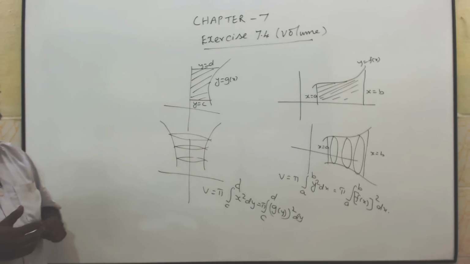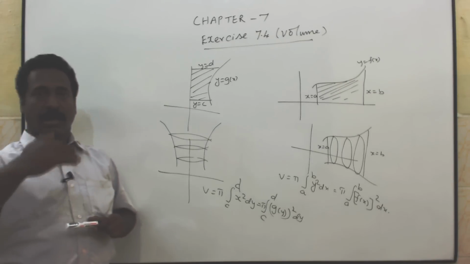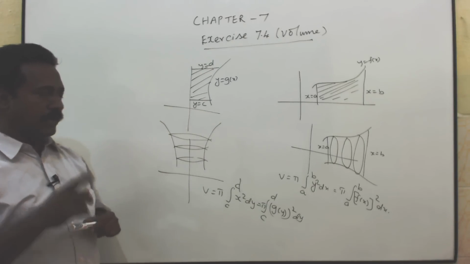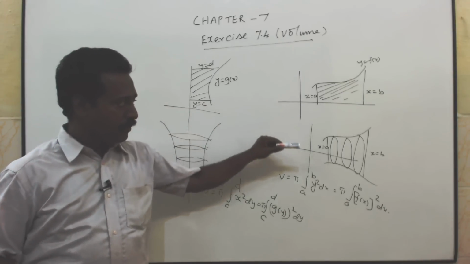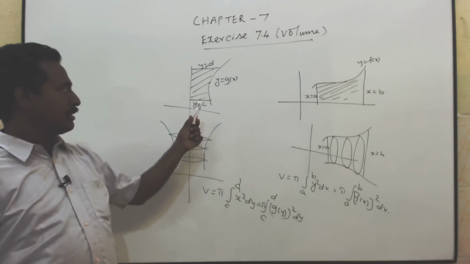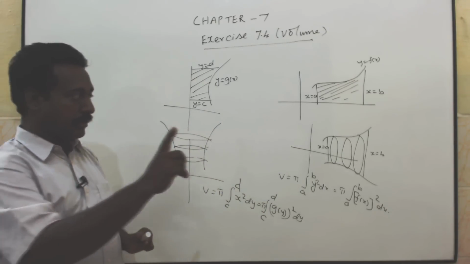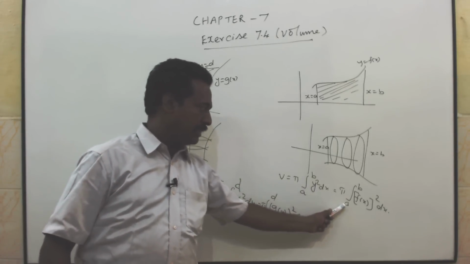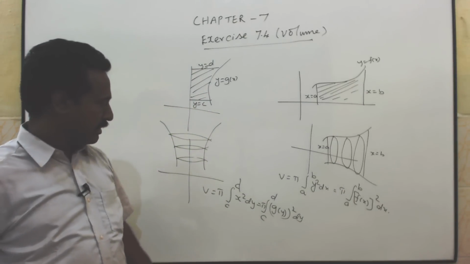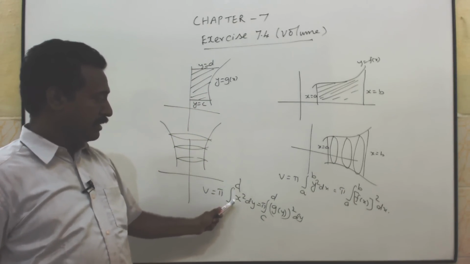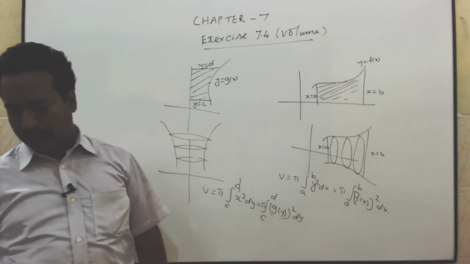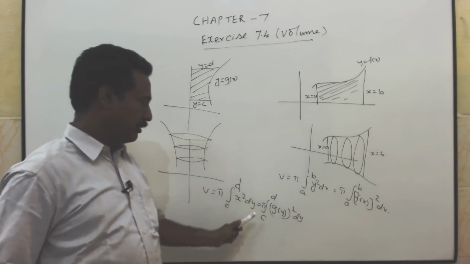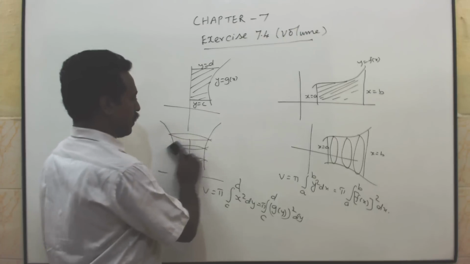In area, there are four formulas: above x-axis, below x-axis, right of y-axis, left of y-axis. But here there is only one thing: the region bounded by the curve is rotated either about the x-axis or about the y-axis. Rotated about x-axis means integral a to b f of x square into dx; about y-axis means integral c to d g of y whole square into dy. Only two formulas. This is revolves about x-axis, this is revolves about y-axis.